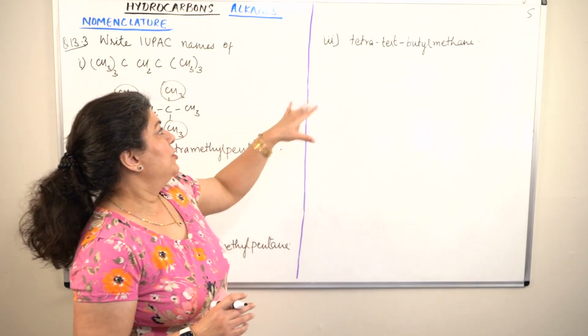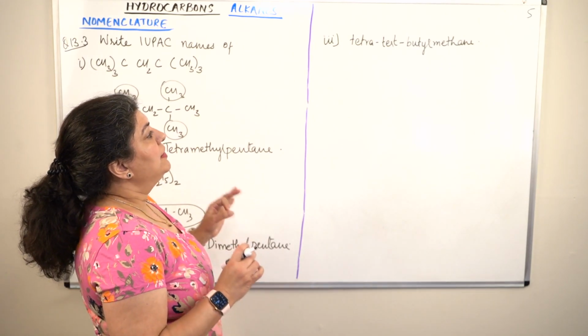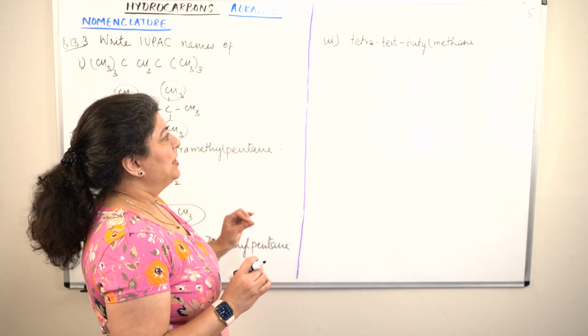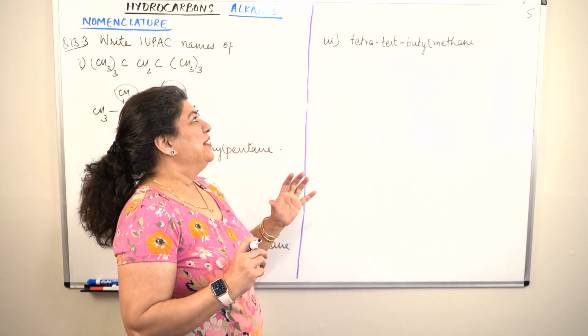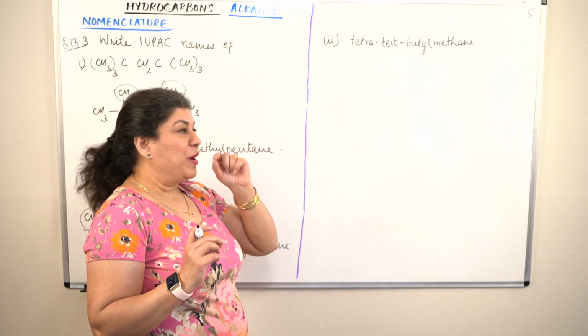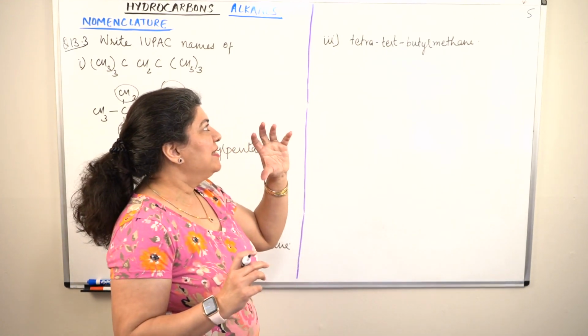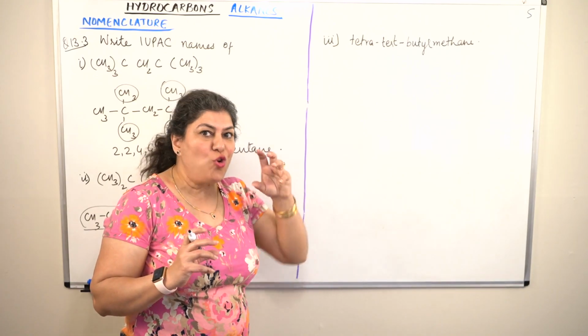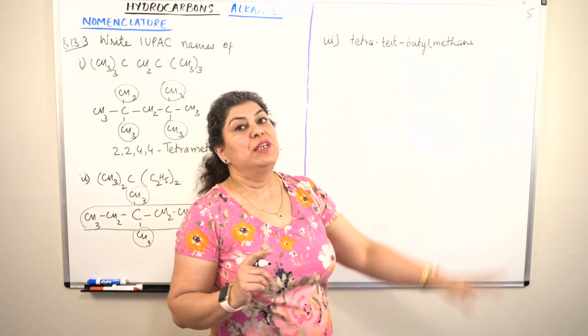Alright, so now let us do this. The compound is tetra-tert-butyl methane. How interesting. The parent hydrocarbon, according to him, is methane. It has only 1 carbon. And the groups that are attached are so bulky. There are 4 groups, and the 4 groups are tertiary butyl groups.